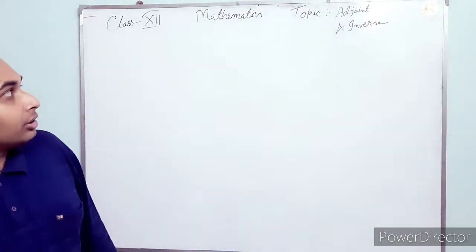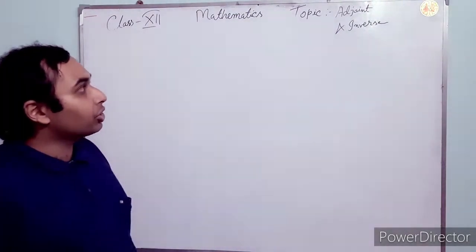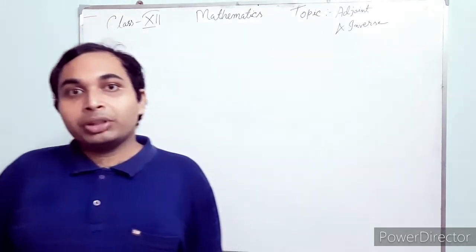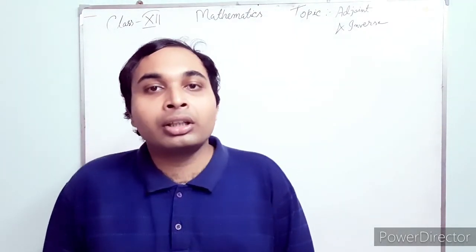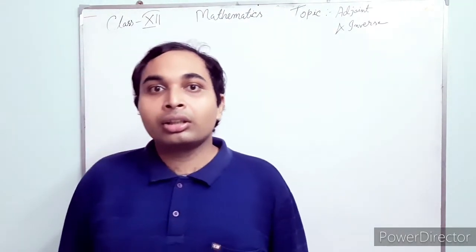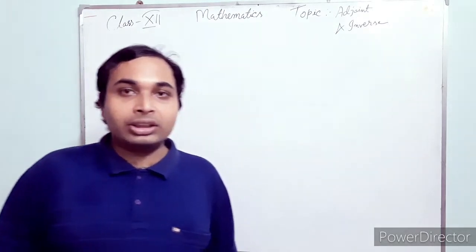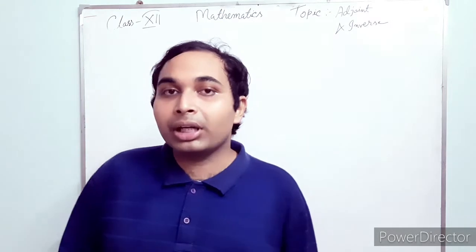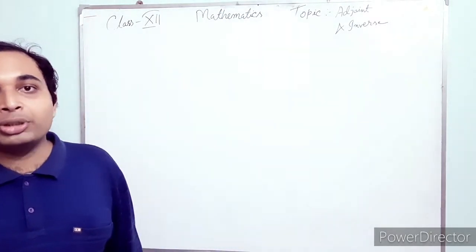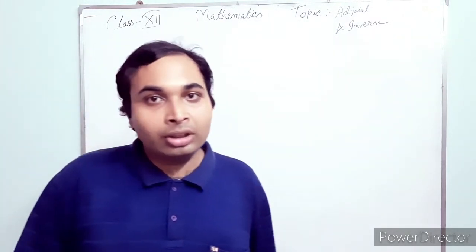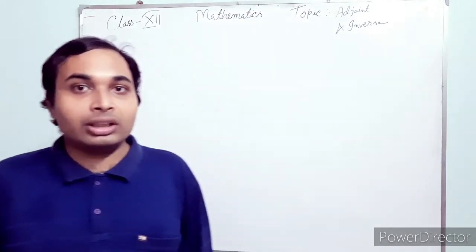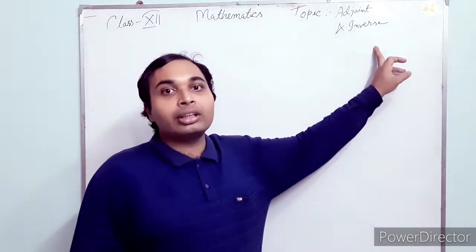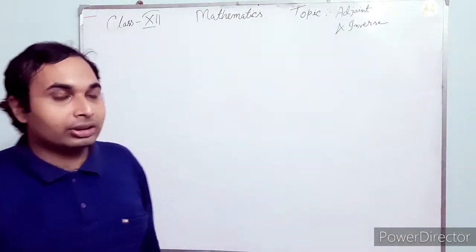So let us discuss the adjoint and inverse of the matrices. Previously we have discussed matrices, what they are, the types of matrices, the operations of the matrices, and also the determinants and the results of the determinants. All of these we have discussed. Today we will discuss the adjoint and the inverse of the matrices.